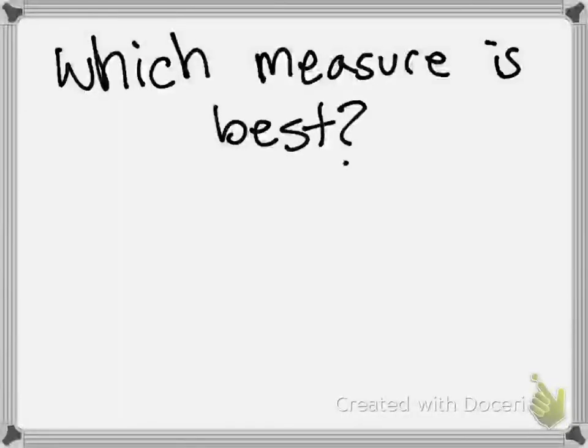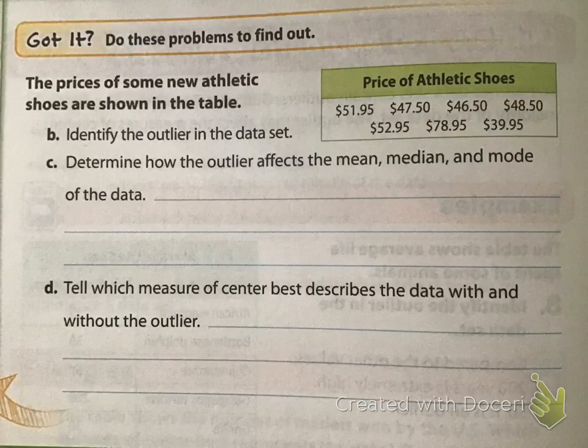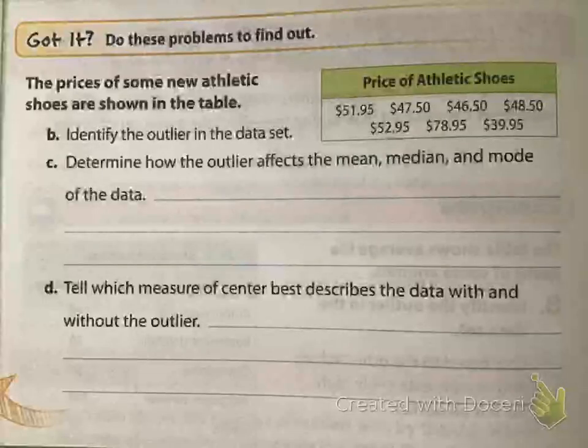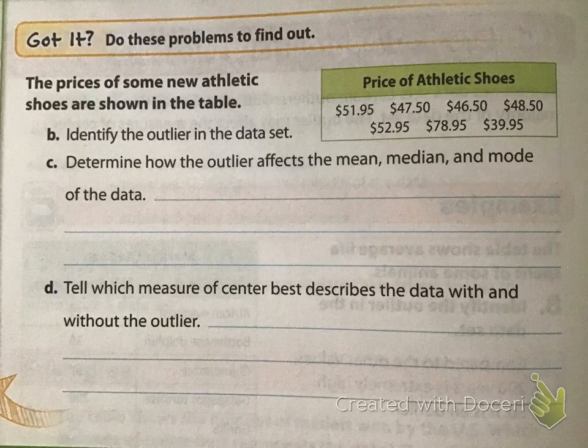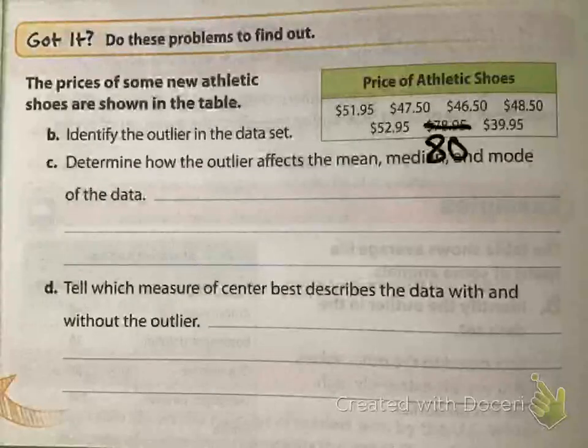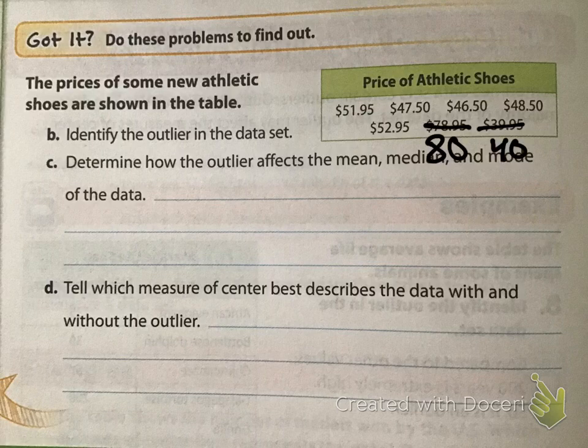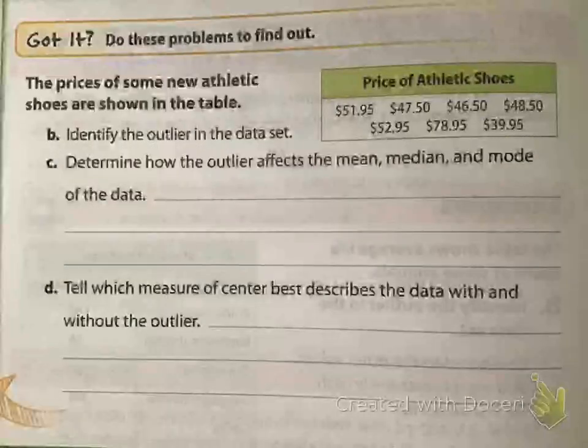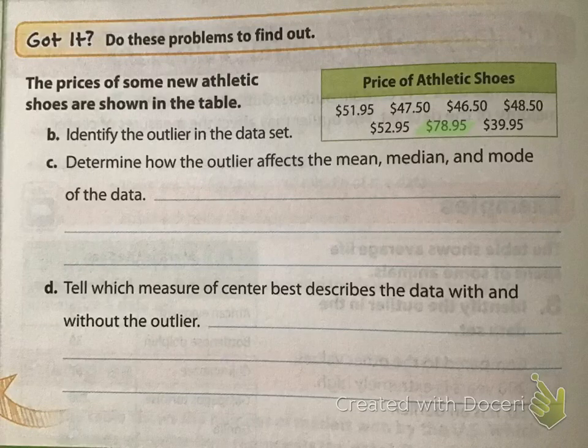Which measure is best? So if we looked at this, let's determine any of this. Let's look at our outlier in the data. All of these are pretty close together, except for this $78.95. This one is almost $80, while this one is still $40. 40 is close to all of these numbers. 80 isn't close to anything. So our outlier in the set of data is that much. Determine how the outlier affects the mean, median, and mode of the data.